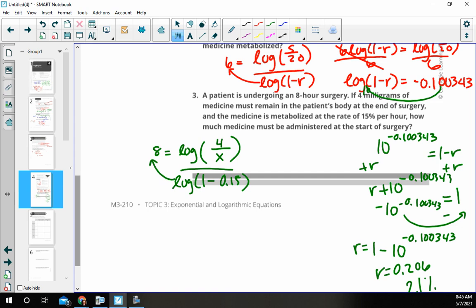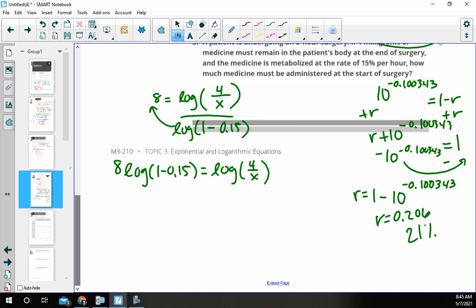Okay, so what I'm going to do is still multiply that over. So I'm going to shove the 8 in the front so that it doesn't get confusing with it sitting behind it. Okay, let's go ahead and find that decimal that's on that left side to make it easier. So I'm going to type in 8 log of 1 minus 0.15, negative 0.0525 is equal to log of 4 divided by x.